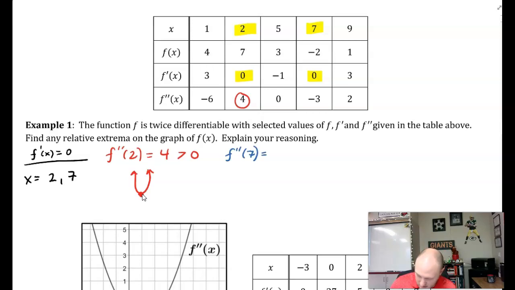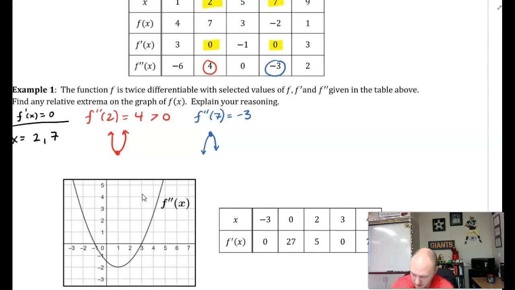Well, f double prime of 7 is -3. And that is concave down, and therefore that is a maximum. So I'm going to go ahead and respond here. I'm going to say f has a relative minimum at 2, 7. That's the point value, right? The function value, 2, 7.